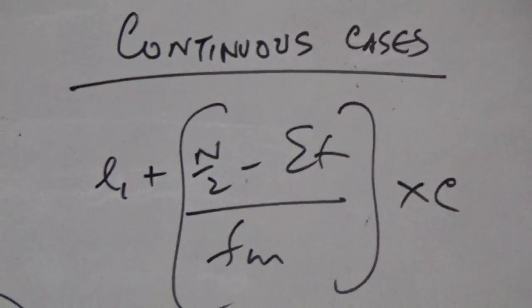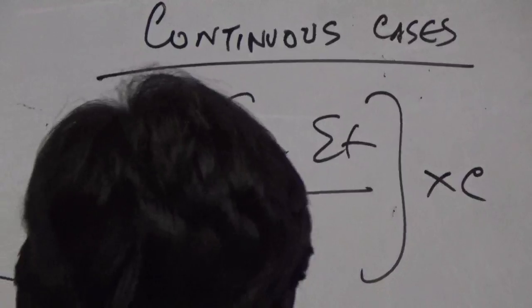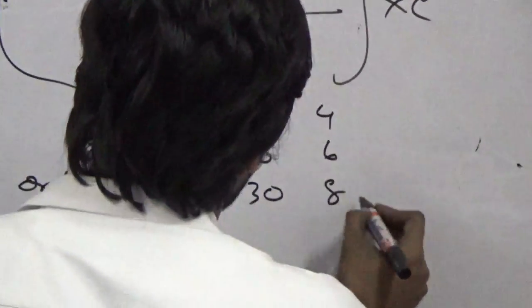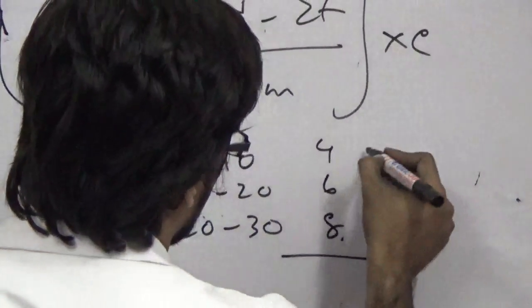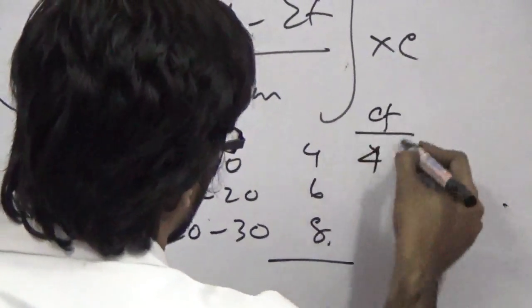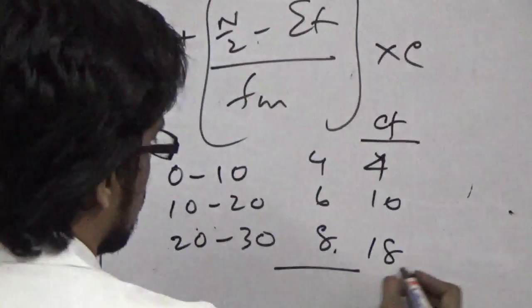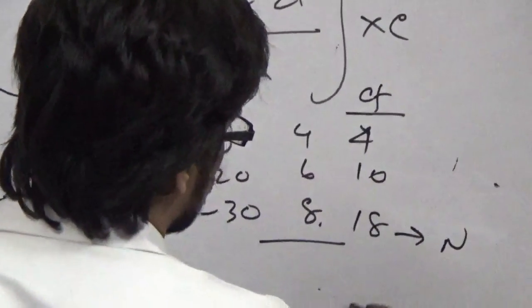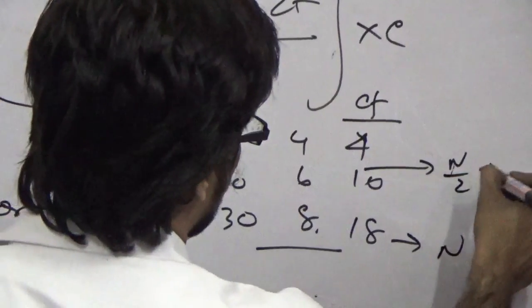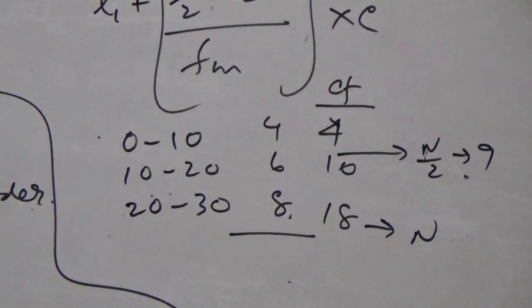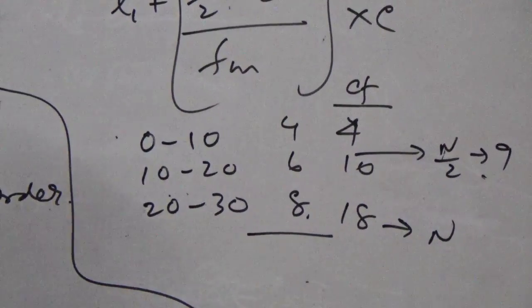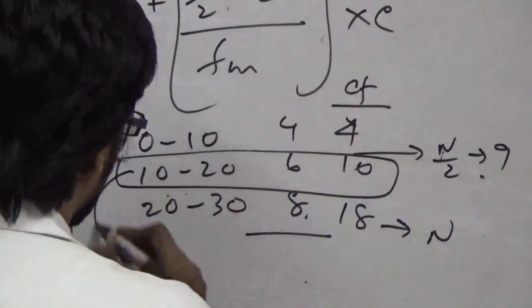For example, I am going to give you an example on this, like 0 to 10, 10 to 20, 20 to 30, and the frequencies are 4, 6, 8. What is the middlemost value you need to calculate? So first, the cumulative frequencies will be needed. So this is n. What is n by 2? That is 9. So 9 is in between these two. If something is between, then obviously in statistics we take the next value. So this becomes the class interval of the median class.